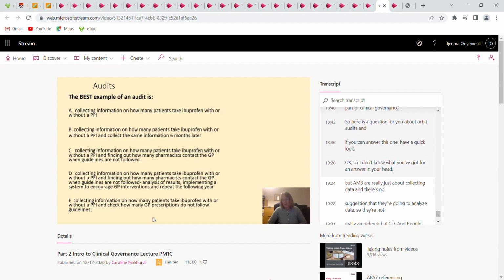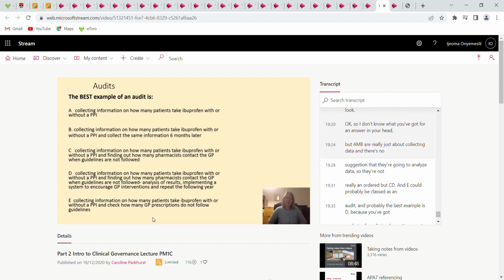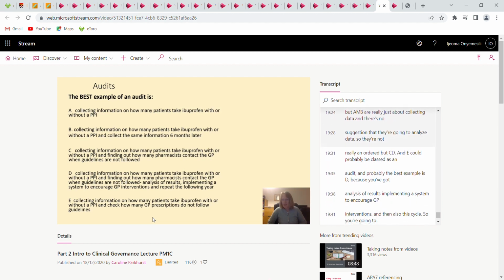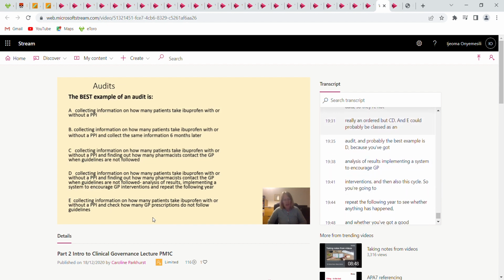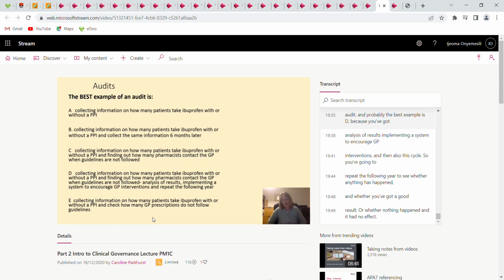Okay, so I don't know what you've got for an answer in your head, but A and B are really just about collecting data, and there's no suggestion that they're going to analyse the data, so they're not really an audit. But C, D and E could probably be classed as an audit, and probably the best example is D, because you've got analysis of results, implementing a system to encourage GP interventions, and then also this cycle, so you're going to repeat the following year to see whether anything has happened and whether you've got a good result or whether nothing happened and it had no effect.